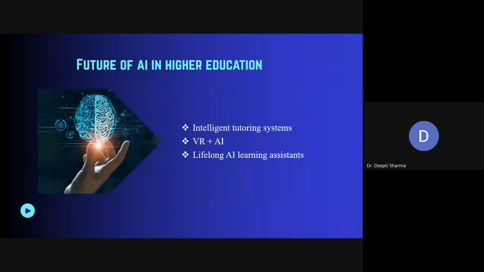Now, what is the future of AI in higher education? How can we understand what will be the future of AI? The intelligent tutoring system is available, but we cannot deny the personalized approach using the traditional methodology we are already using. VR and AI, virtual reality and AI, can be a part of the future of AI.